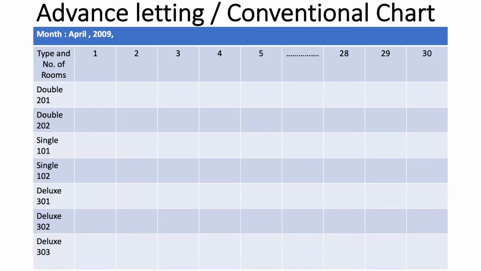The conventional chart is also known as the advance letting chart. The chart is prepared for each month, so only 12 such charts are required for 1 year. The room number and the room category is mentioned in one column, and there are 28 to 31 more columns depending upon the number of days in the month. The name of the guest is written in between days of their stay, the arrival and departure indicated by arrow symbols respectively.